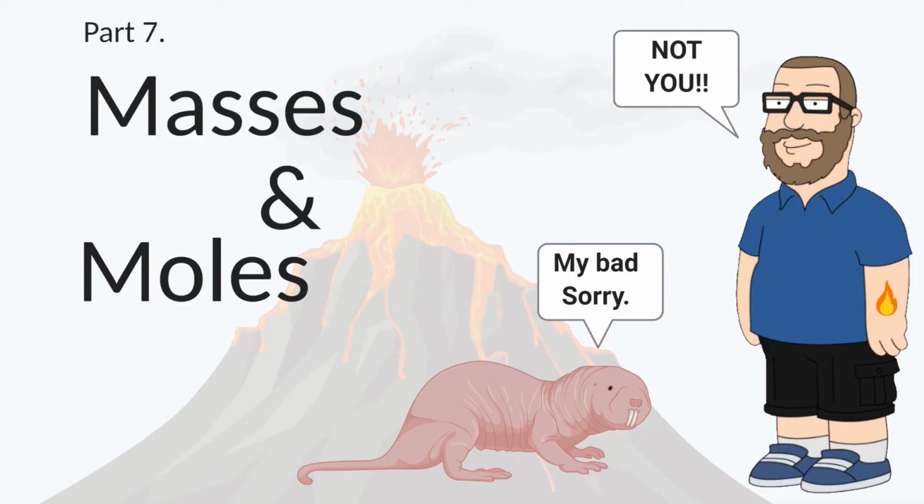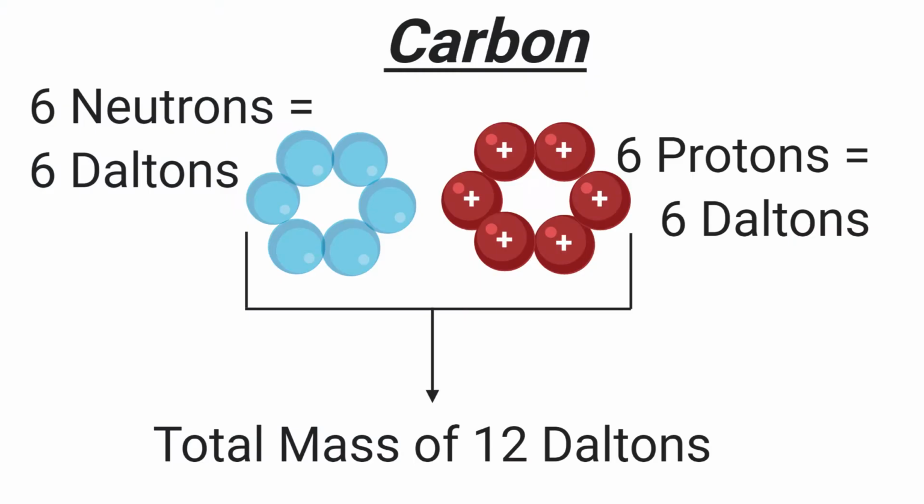Previously, we looked at the masses of atoms. Each atom has a number of protons and neutrons that contribute to its mass, because each of these subatomic particles has a mass of 1 Dalton. So carbon, with 6 of each, has a mass of 12 Daltons. This is carbon's mass number.